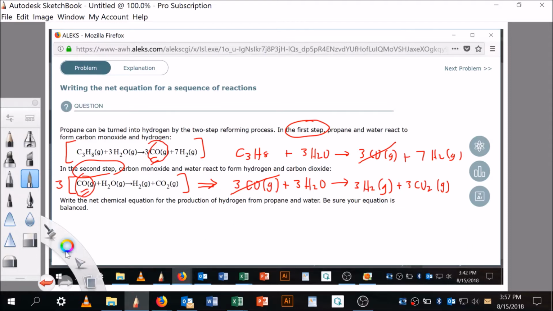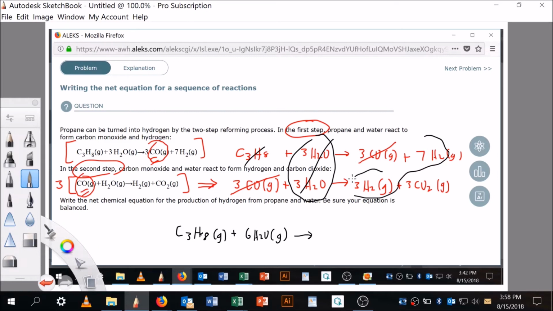C3H8, and that's a gas, right? Took care of that. Plus, looks like I've got 6 waters. And that's a gas, right? Produces, I just did those, just took care of that. Look at this, 10 hydrogens. Gas, right? Those are taken care of now. Plus 3 carbon dioxides. Okay, and that's the answer.